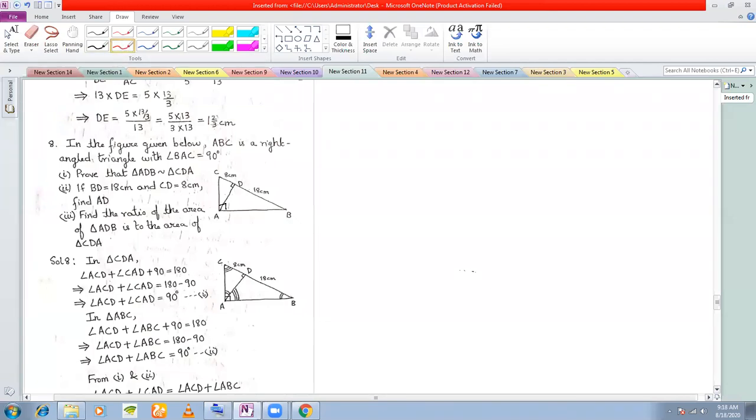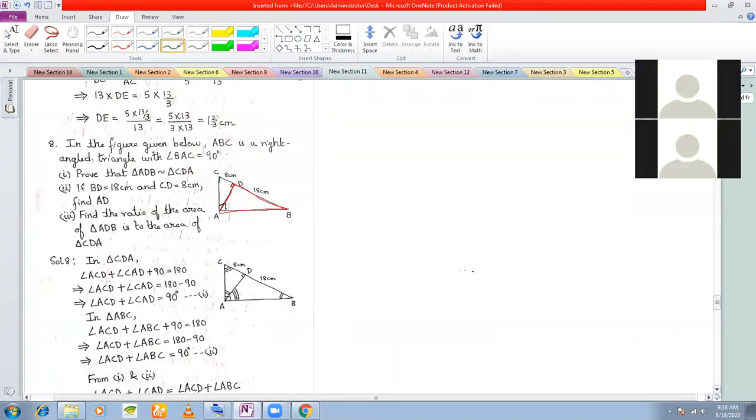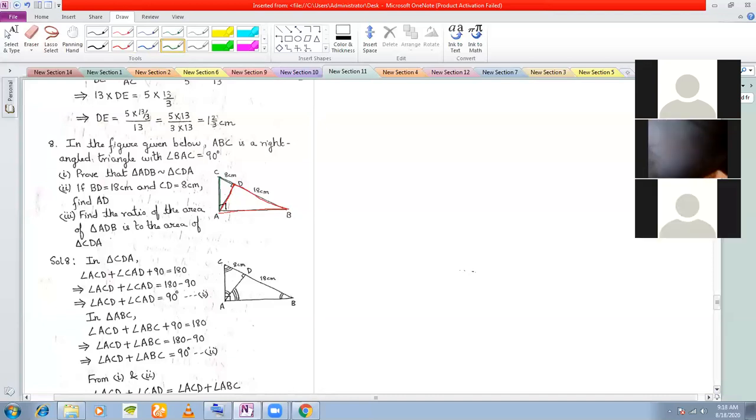So which triangle are we talking about? ADB. This triangle is similar to CDA. CDA means this green triangle. Okay, we're talking about this green triangle.